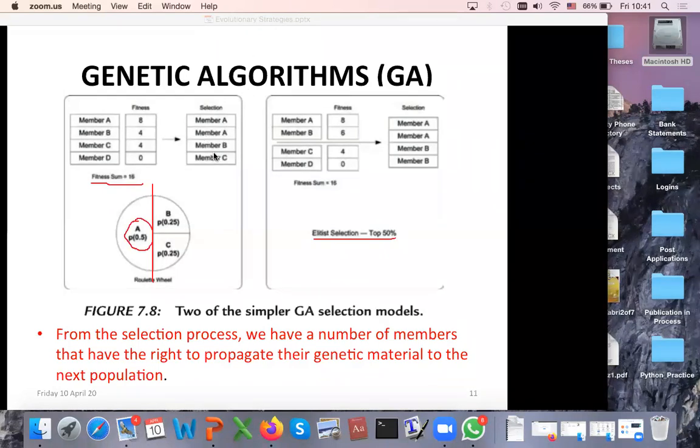Okay, just give me a moment because we are running out of time. So what you are saying is that member A has the value 8 and member B has the value 6, and both are going 2 times in this selection. Is this your question? Yes, sir.